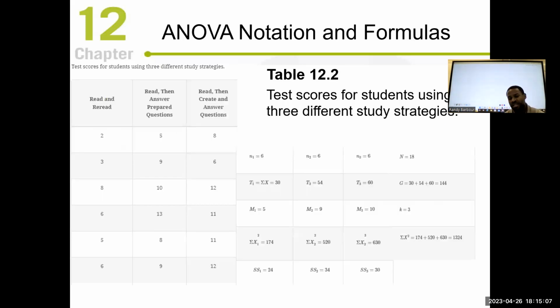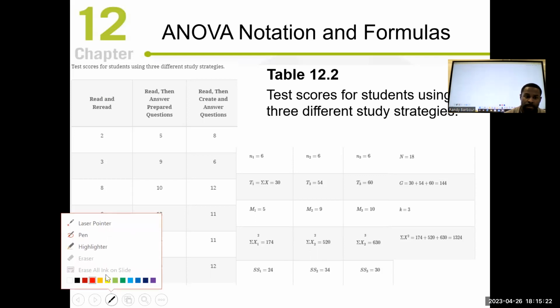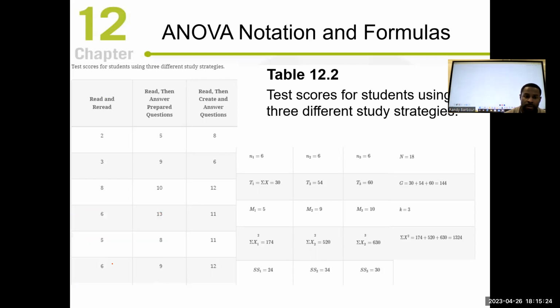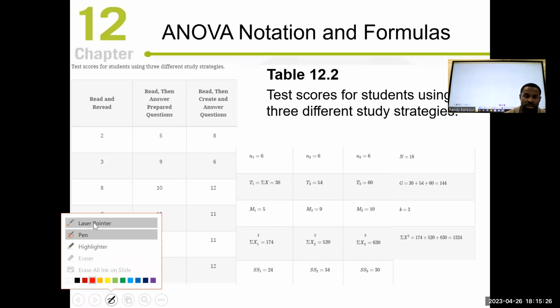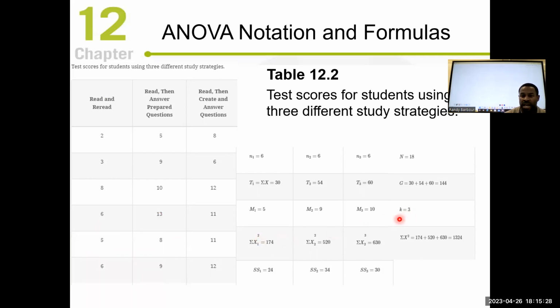As you look at the screen, here's an example, and we'll be using this example moving forward. You have 3 different treatment conditions. You see little k on the screen here. I'm going to highlight it with this laser pointer. You see k equals 3. I have 3 separate treatment conditions, so k equals 3.